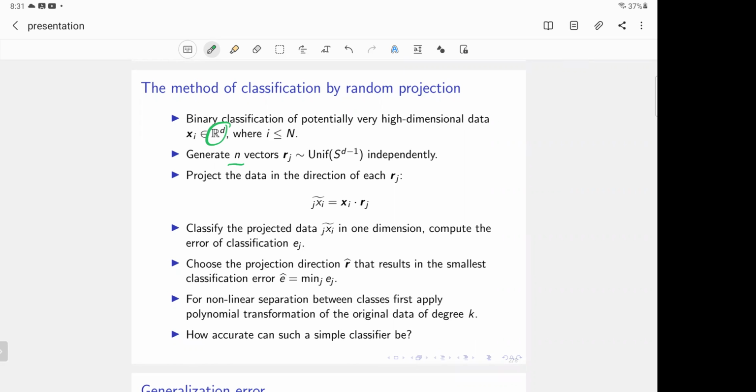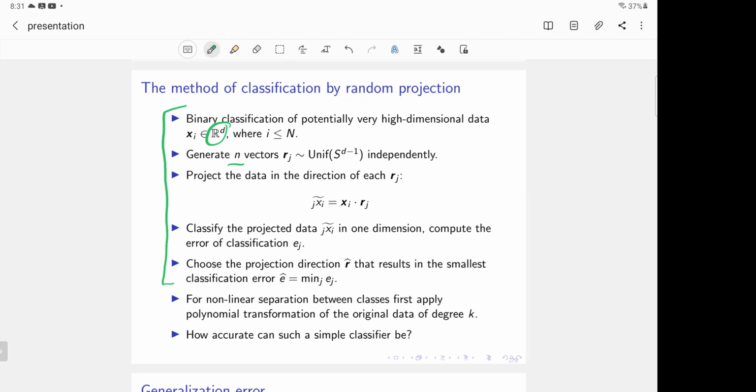I would like to mention that this process actually can be viewed as a one hidden layer neural network where the weights which lead to the hidden layer are random, and n is the depth of the hidden layer, and the activation function is a sign function.